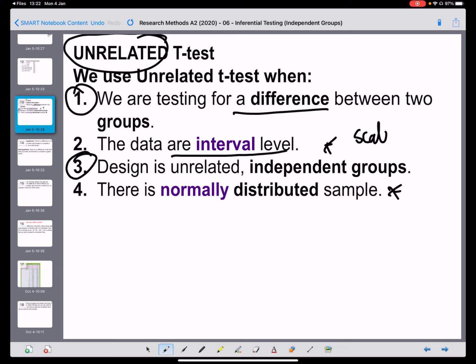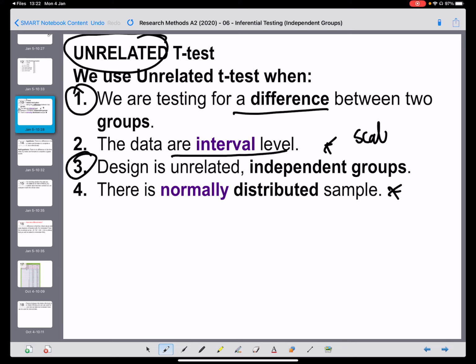But also we then add this normal distribution of the sample. And this is related to whether it's a parametric or non-parametric test as well. And we find that ultimately we use the unrelated t-test when we have a normalized set of data. And this will be a typical example of that.